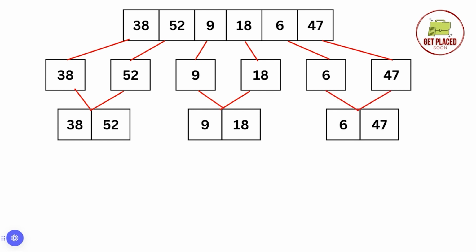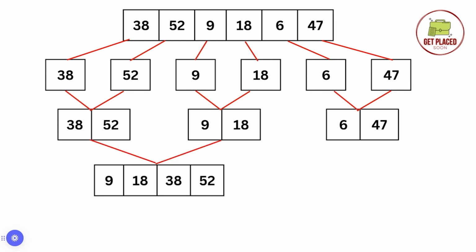Now we have 3 sorted subarrays. We are supposed to merge them. Let's take the first two subarrays, 38, 52 and 9, 18. Comparing the first elements of these two sorted subarrays, 38 and 9, 9 is less than 38, so 9 comes first. Continuing, since 38 is still larger than 18, we place 18. Now only one sorted subarray is left, 38 and 52, so we place 38 and 52 in order. So 9, 18, 38, 52. This is a sorted subarray.